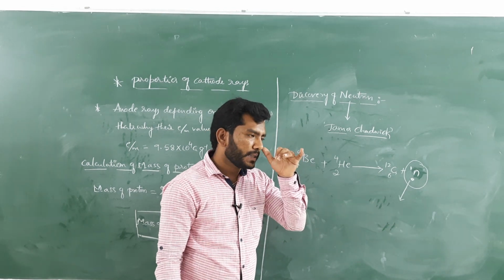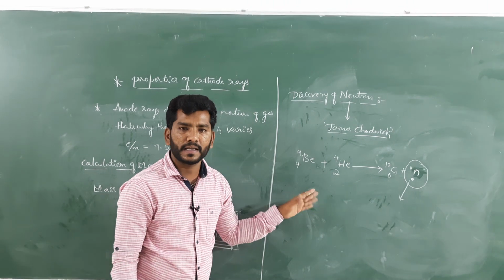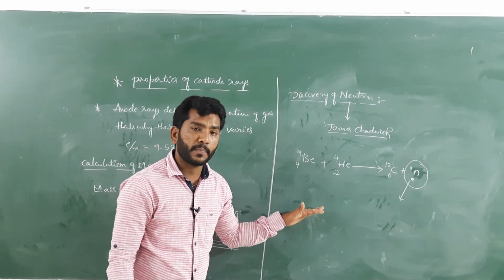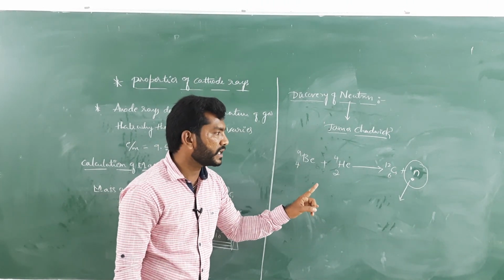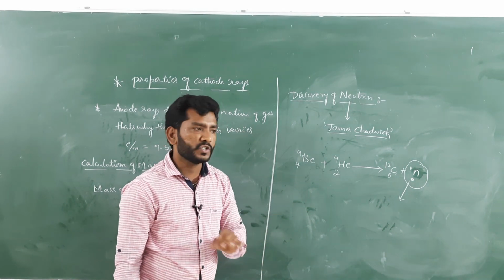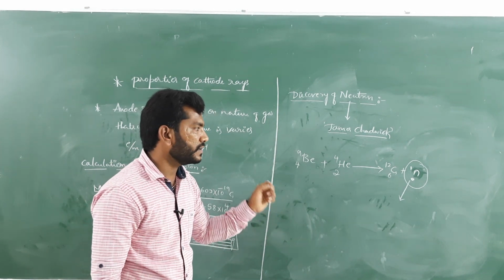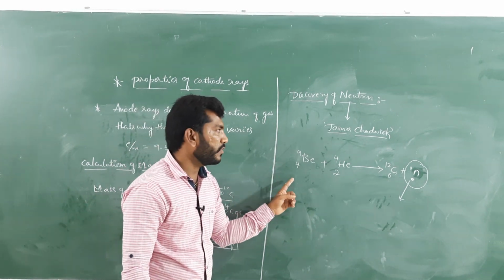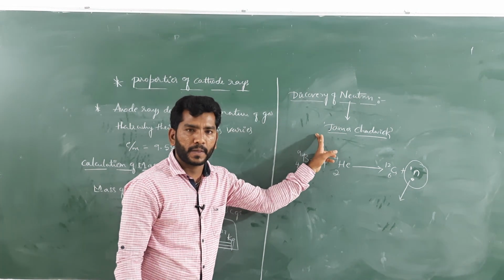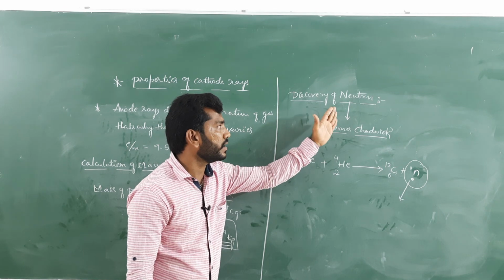Moreover, Chadwick confirmed that this neutron is not an X-ray particle, but that the velocity of the neutron would be 1/10th of the velocity of light, and it is not almost equal to the velocity of light. So this was ultimately confirmed by James Chadwick. He is the one who first found the neutron.